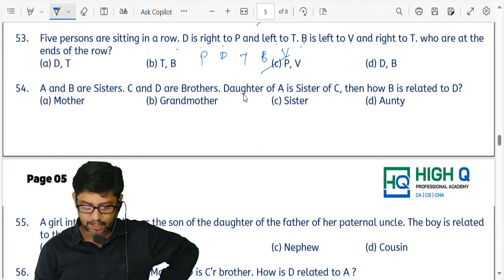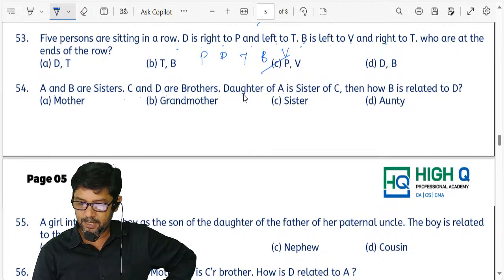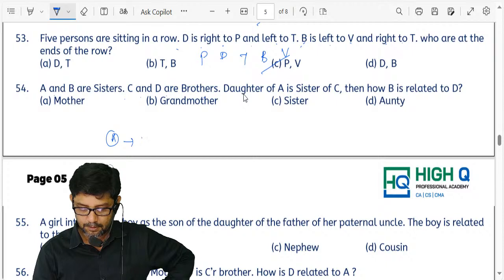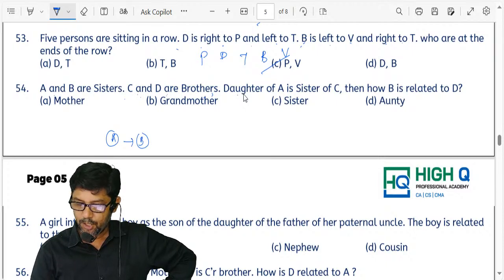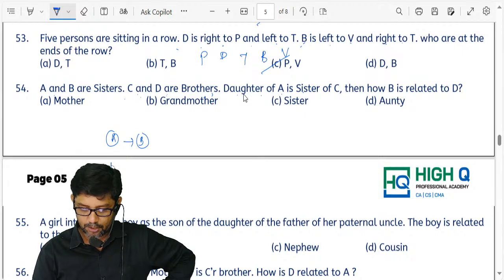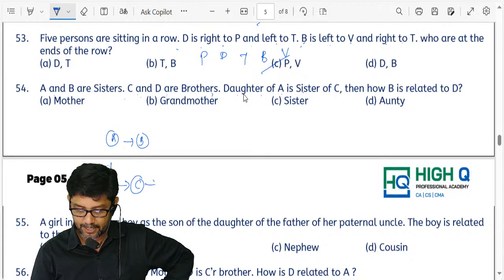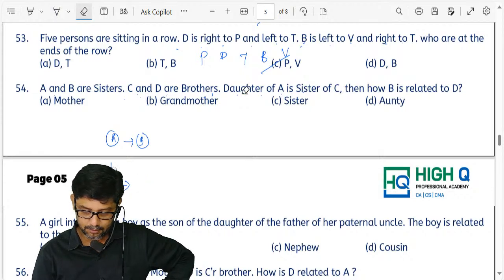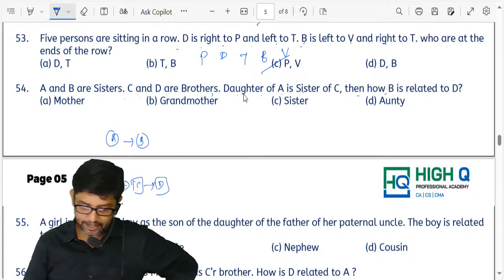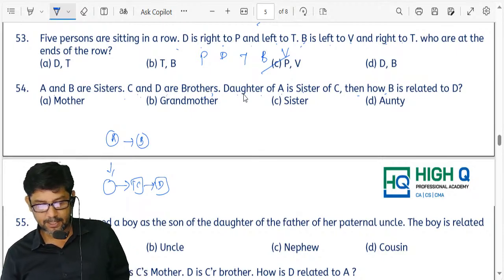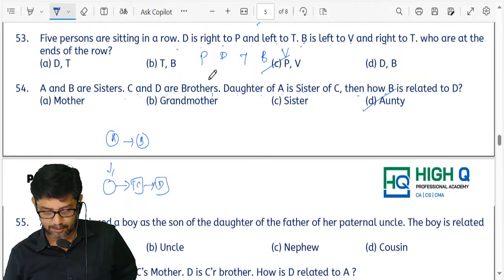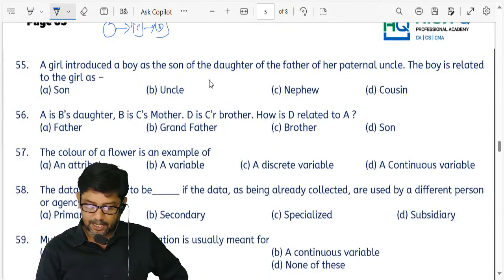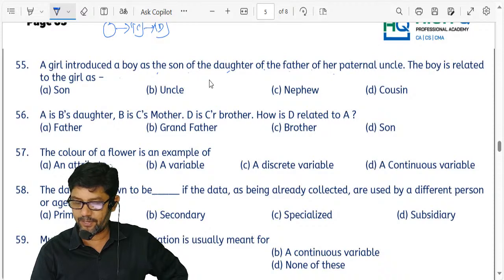Next. A and B are sisters. C and D are brothers. Daughter of A is sister of C. So, C and D are brothers. Then how is B related to D? Auntie? Sister. Next. A girl introduced a boy as the son of the daughter of the father of her paternal uncle.